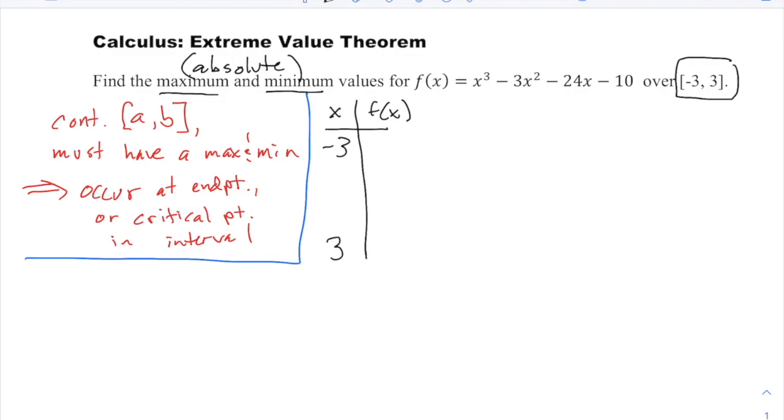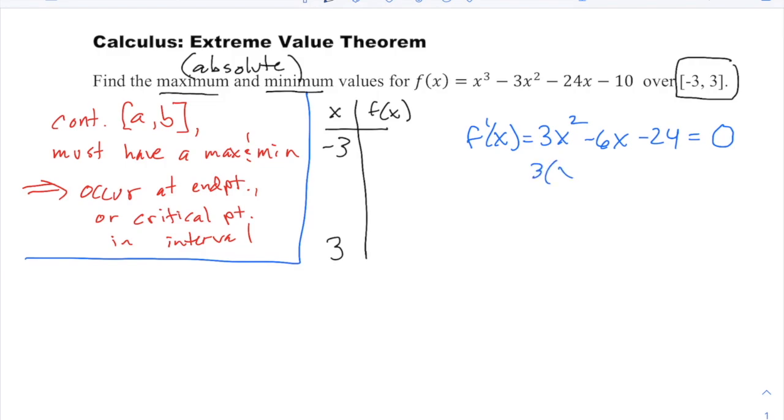if there's any critical point that happens there in the middle. So critical points here, remember, are when you find the derivative and anywhere where that derivative is 0 or undefined. So our derivative is 3x squared minus 6x minus 24. This is never undefined. We set it equal to 0.